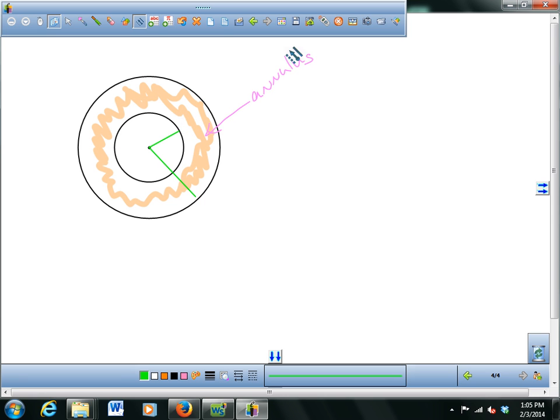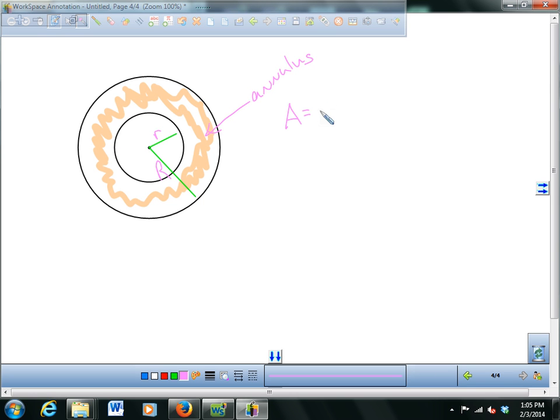Okay. And so if this is radius, sometimes they call this little r, and then I'll call this big R. How would I find the area of the annulus? Give me a formula using big R and little r. Go ahead, John. It's pi big R squared minus pi little r squared. And that's all there is to it.